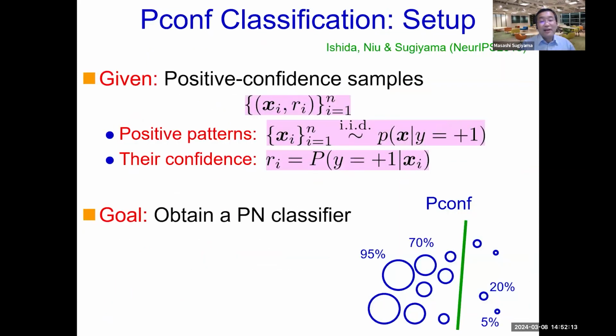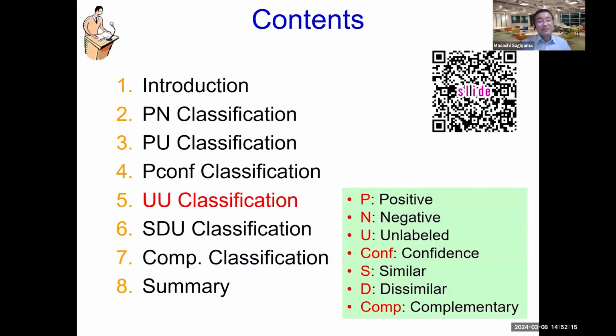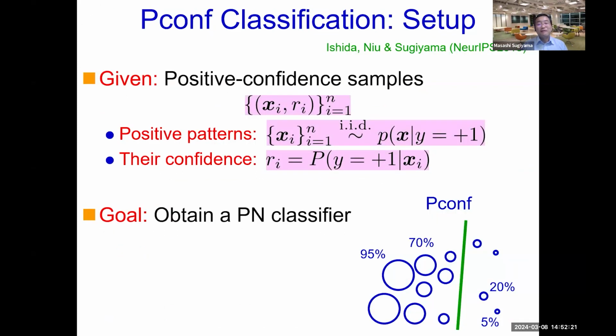So then the PU learning part was done. The Pconf part is quite short, I will just quickly go through it. So now Pconf classification. The data is a pair of X and R. X is IID positive samples, and R is its confidence, P of Y equals plus 1 given Xi. The data is something like this, and we want to learn the boundary like this.